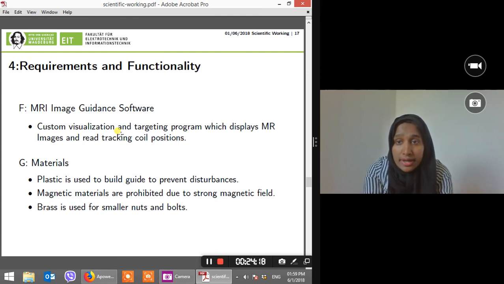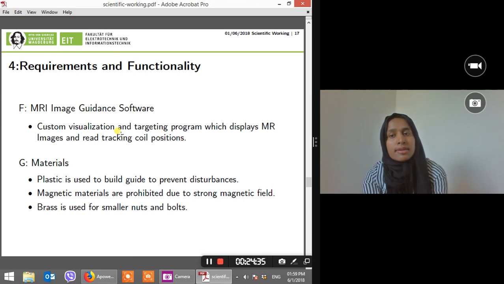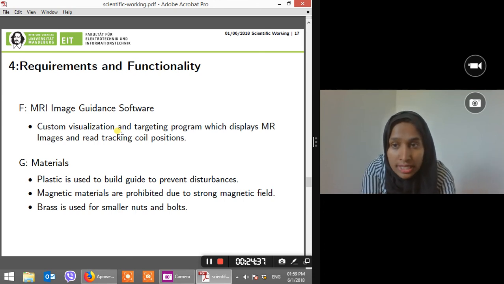Then we have the MR image guidance software, which is a graphical user interface for the physician to view the position of the needle and the coil positions. It is actually a custom visualization and targeting program which displays MR imaging and reads the tracking coil positions. There are some additional materials.